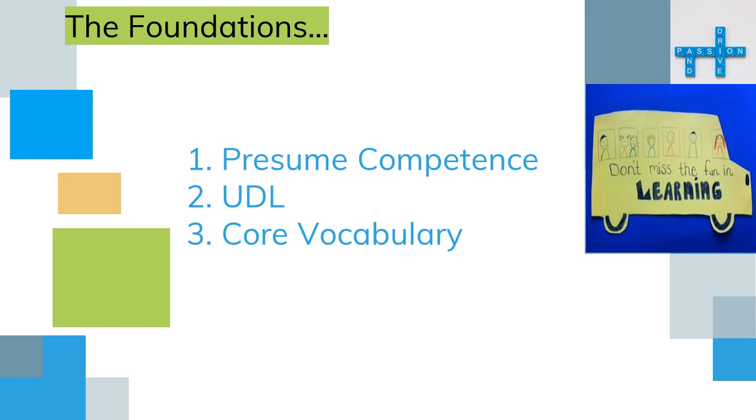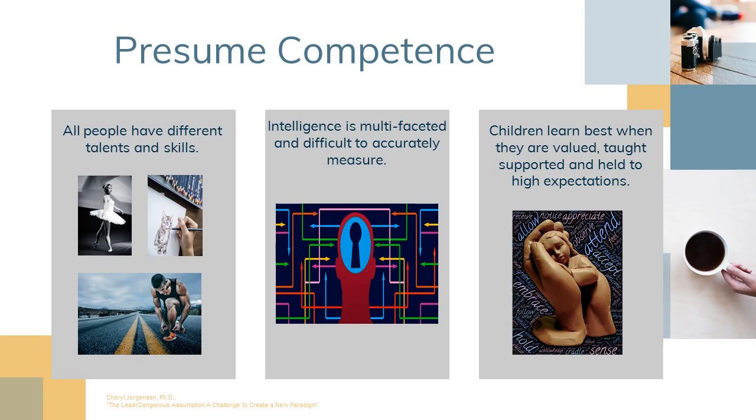We have presumed competence, universal design for learning, and core vocabulary. When we talk about presuming competence, we need to look at that all people have different talents and skills. Intelligence is multifaceted and difficult to accurately measure, and children learn best when they are valued, taught, supported, and held to high expectations. And sometimes when we look at those students who have more intense needs, we need to assume that maybe just a sound they are making could be a correct answer, praising them when they are reacting to a specific question that we're giving them.